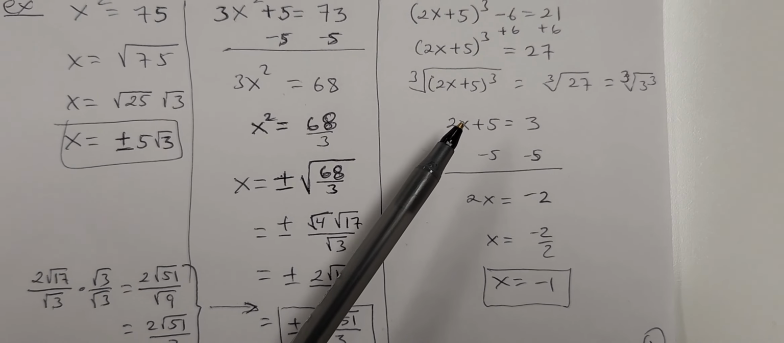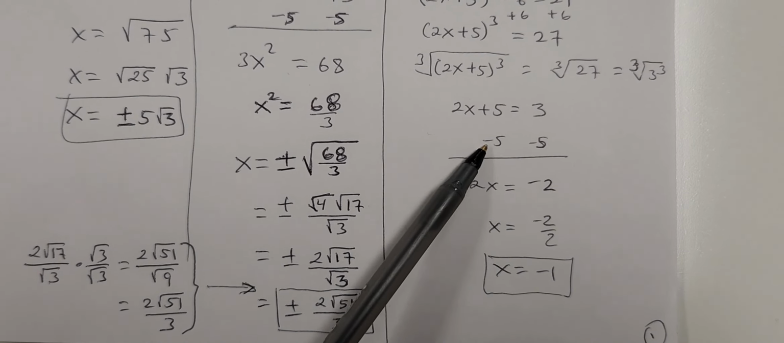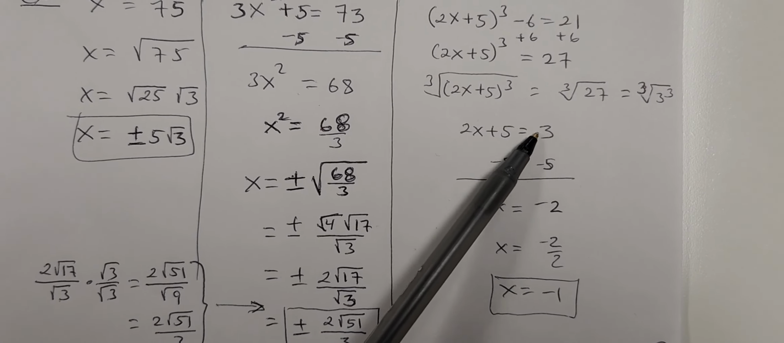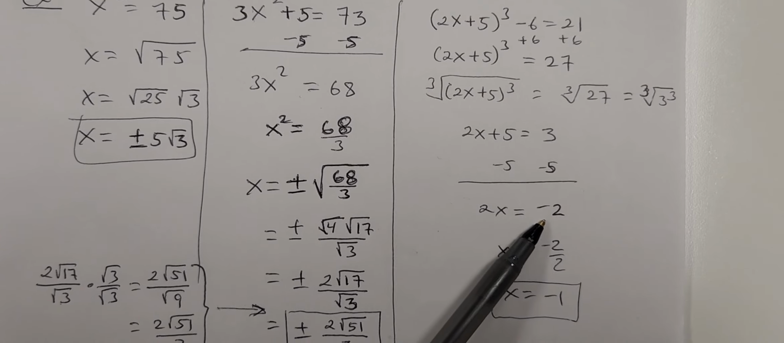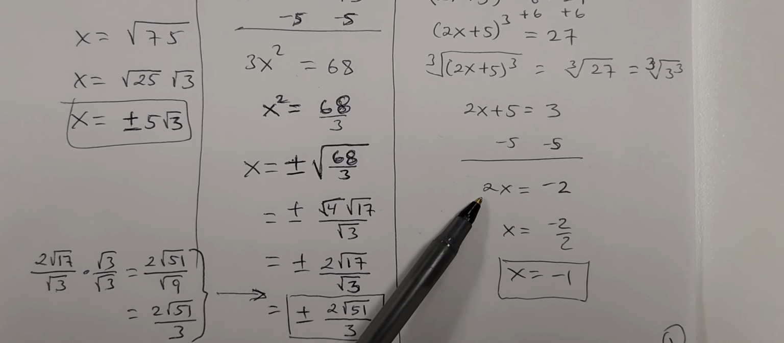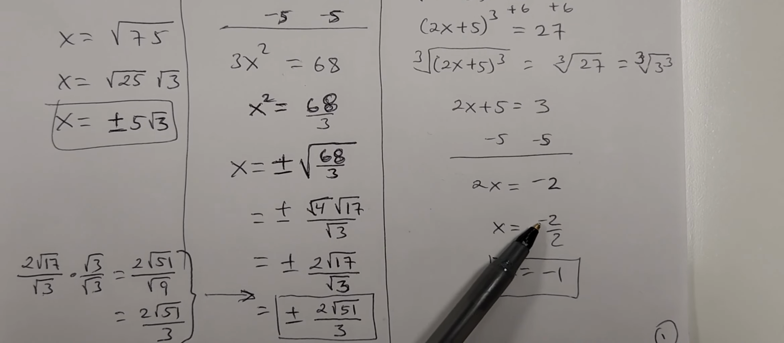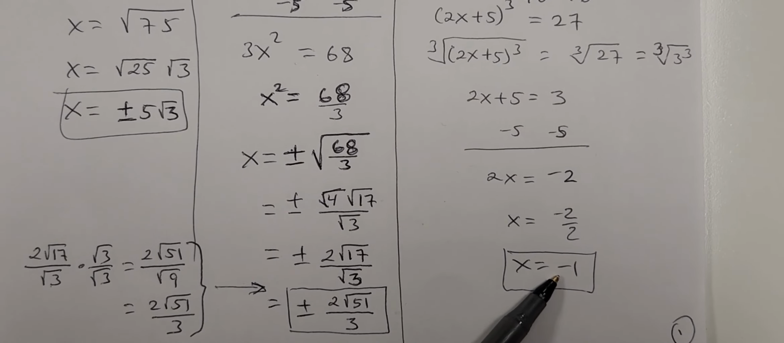Next, I want to move the 5 over. So this is a positive, so bring the negative 5 over. So 3 subtract negative 5 gives me negative 2. I want x to be by itself, so divide by 2. So negative 2 divided by 2 gives me negative 1.